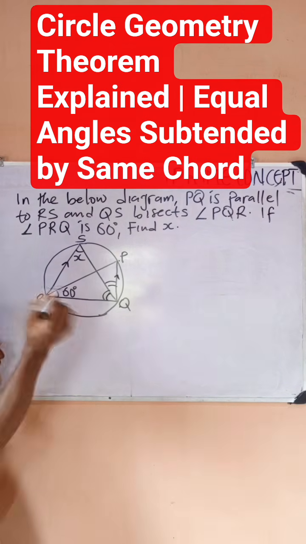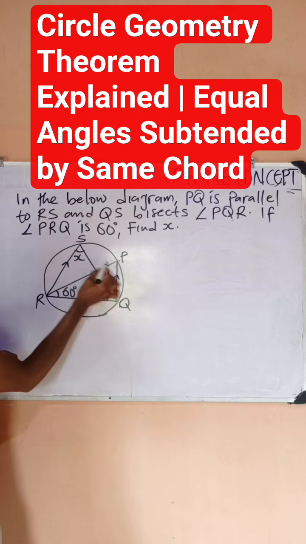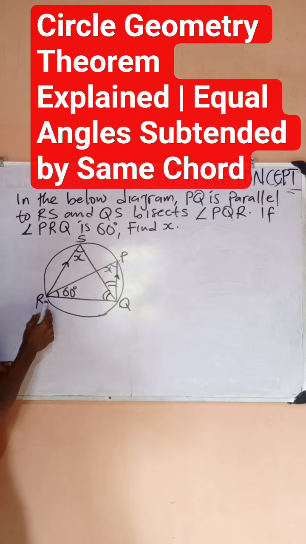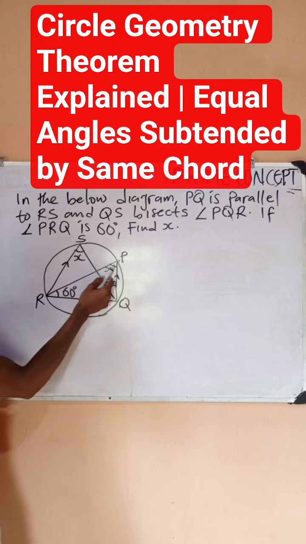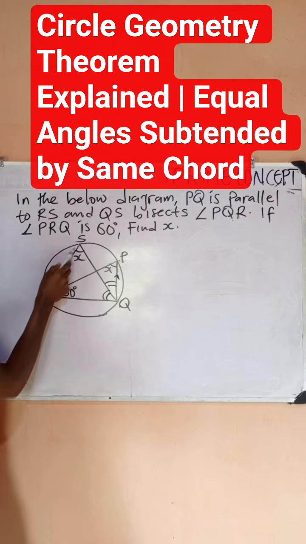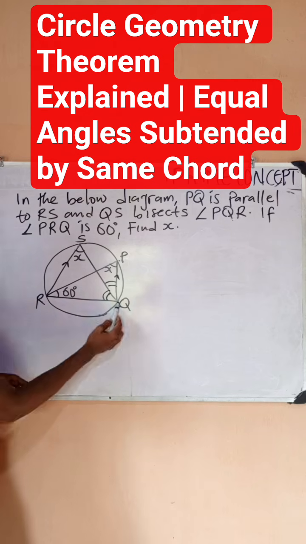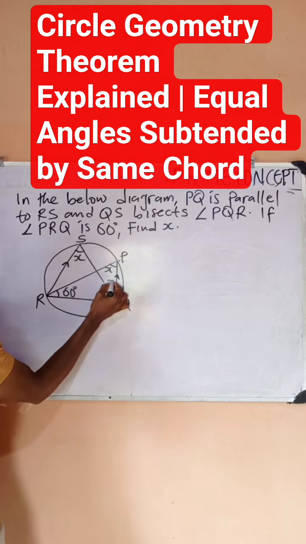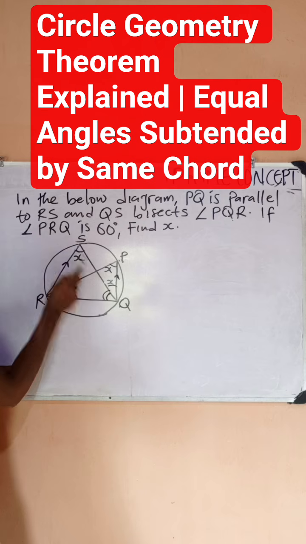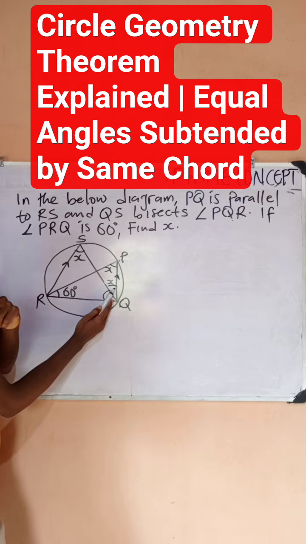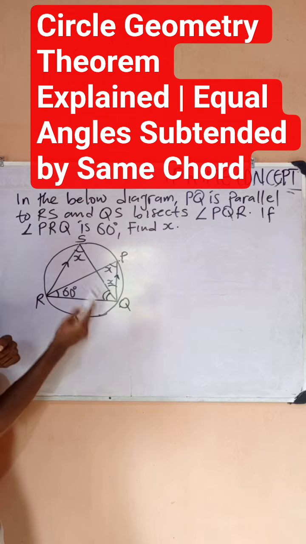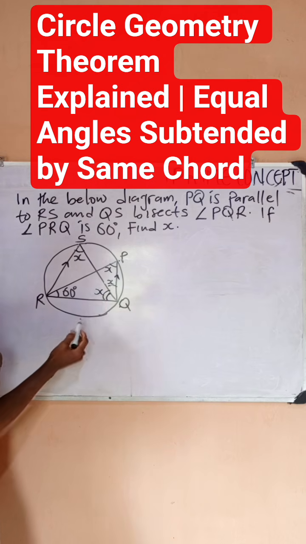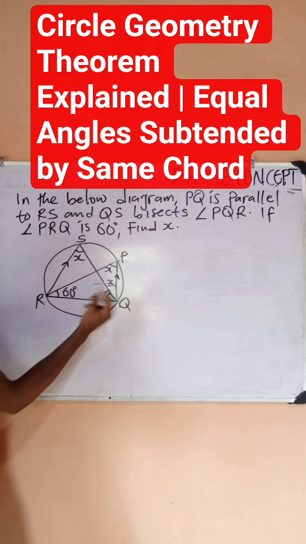Now, seeing that this is true, if this is X, this should also be X, seeing that these are angles subtended from the same chord. Now, if this line and this line are parallel, it would mean that this angle should also be X, so that this angle and this angle are alternate angles, and alternate angles are equal. Also, if this angle is X, this should also be X, because they said this line QS bisects.